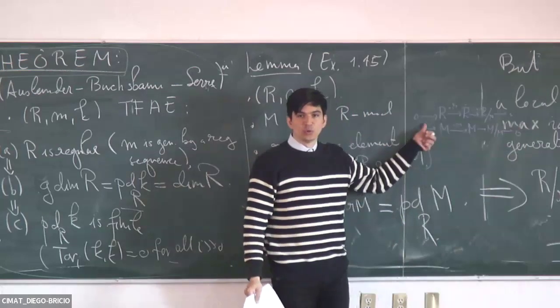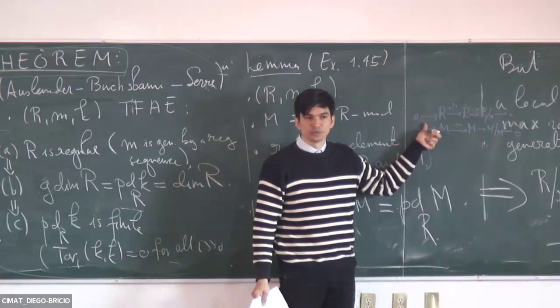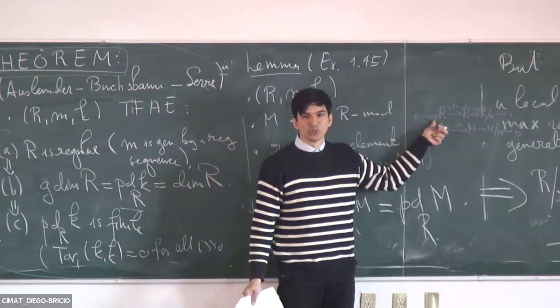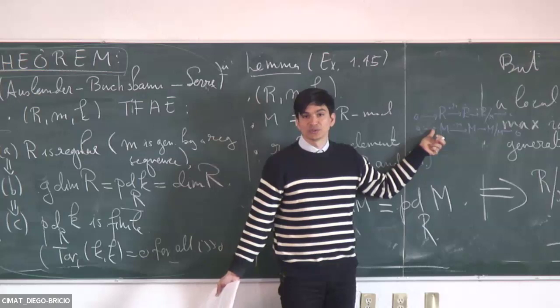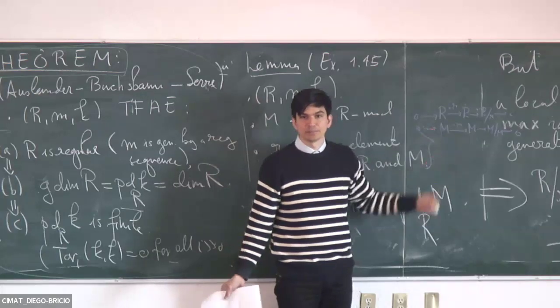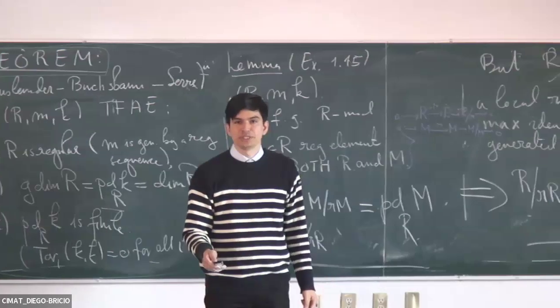And so there would be a Tor module that measures the obstruction to preserving exactness, and you have to prove that that Tor is 0. But then that Tor module is computed by these exact sequences. And since they are so short, the Tors you're looking for are 0. Okay, so that's how this works. I'll let you do the details.